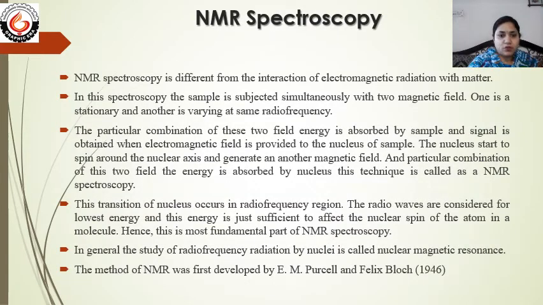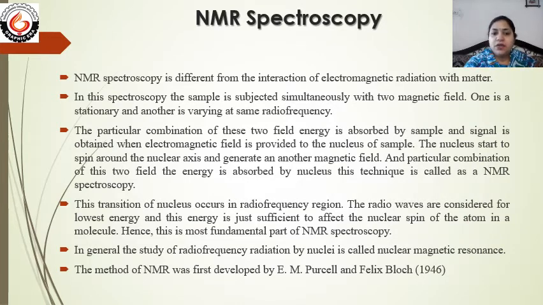NMR spectroscopy. NMR spectroscopy is a different form of interaction of electromagnetic radiation with matter. As in the earlier two spectroscopies, UV spectroscopy and IR spectroscopy, the sample is just directly placed into the radiation, whether UV radiation or IR radiation, and we get a spectrum. But in NMR spectroscopy, the sample is subjected simultaneously to two magnetic fields. One is a stationary magnetic field and another is varying at radio frequency. Radio frequency is used for NMR spectroscopy.